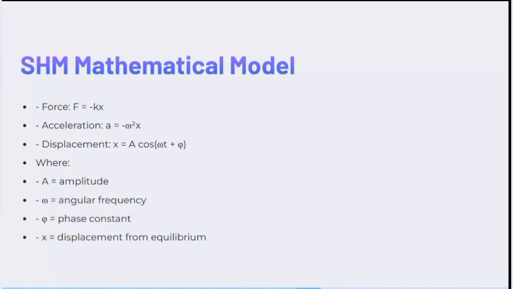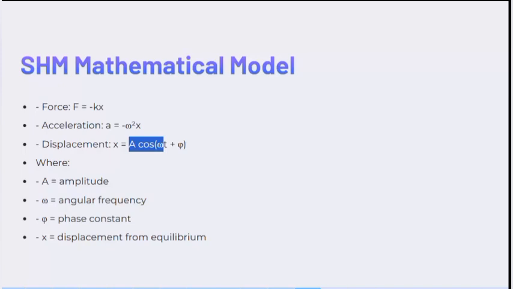I said displacement in simple harmonic motion is given by this expression, while displacement in circular motion is represented with theta. And I gave the formula initially at the beginning. So for oscillatory motion, that is simple harmonic motion, the expression for displacement is given as this.